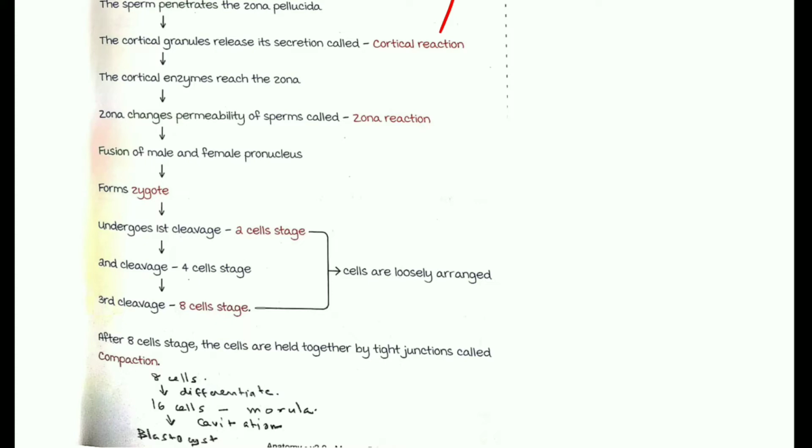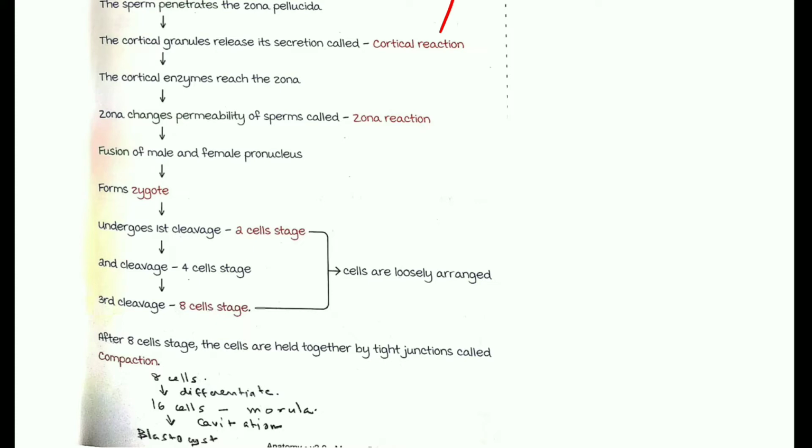Then the sperm has entered the zona pellucida, and now there is fusion of the male and female pronucleus, and because of the fusion we have the zygote formation. The zygote is formed, and now there are events taking place in the zygote.